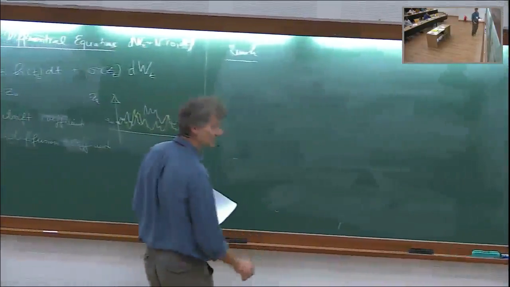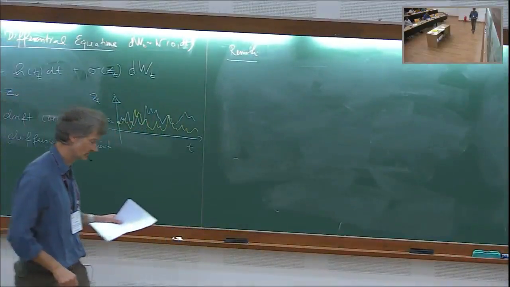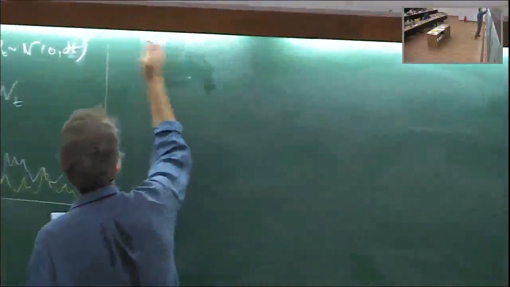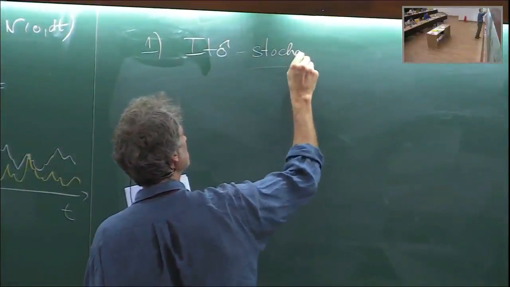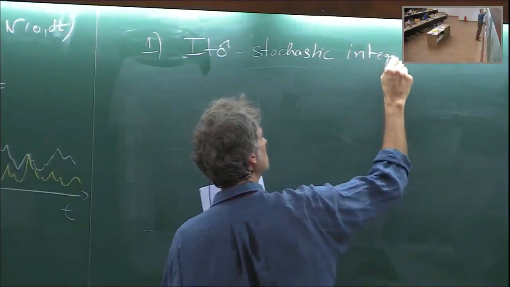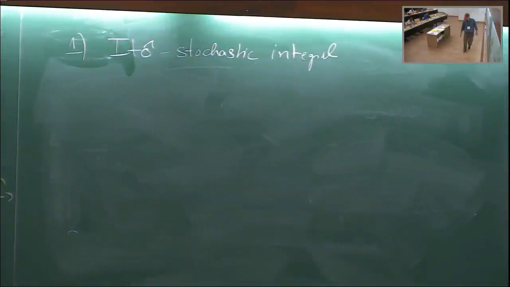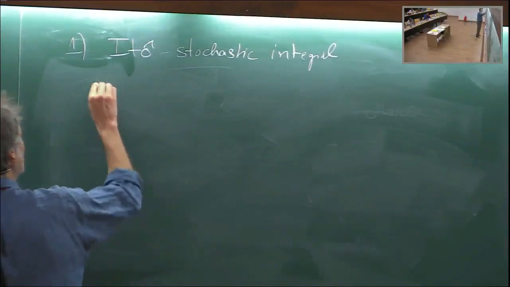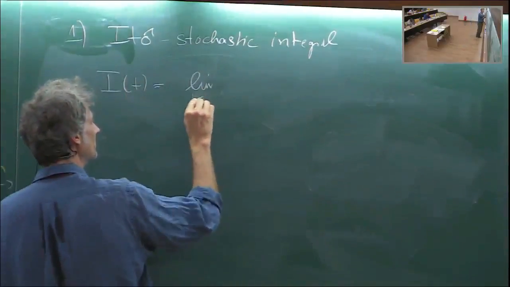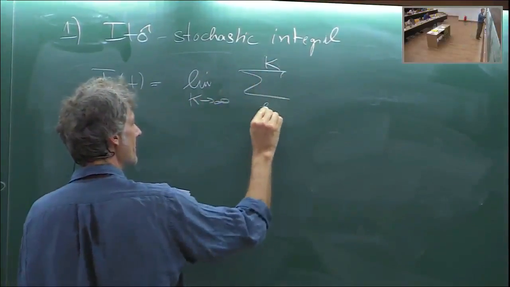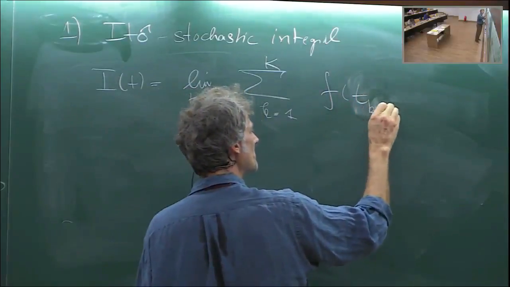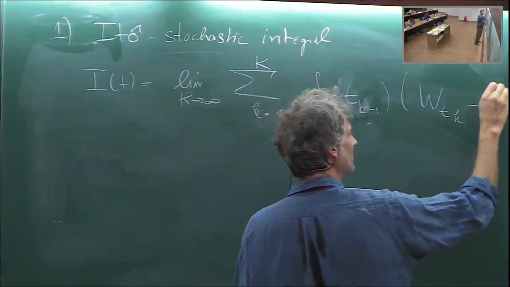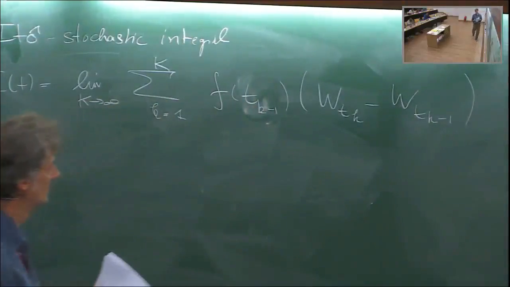So let me present the two main cases that people use, where they evaluate. The first one is called the Ito stochastic integral. In the Ito case, you say you evaluate at the most left point. So in the Ito case, I of t is my limit, k goes to infinity, of f of t_(k-1) times W_(t_k) minus W_(t_(k-1)).